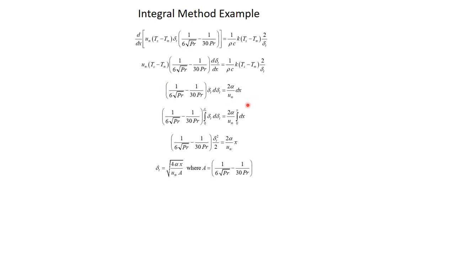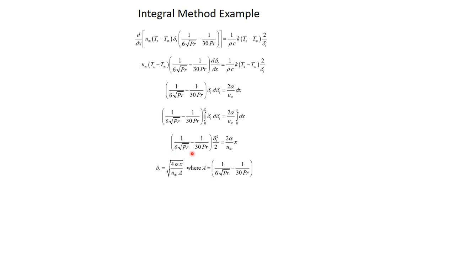I can now integrate both sides. I'm going to integrate this side from the leading edge of the plate where delta t is 0 all the way to wherever I want to be on the plate surface, so at some arbitrary delta t. So I'm going to go from x equals 0 to x. When I do these integrals, I get delta t squared over 2, and over here I get 2 alpha times x over u infinity.